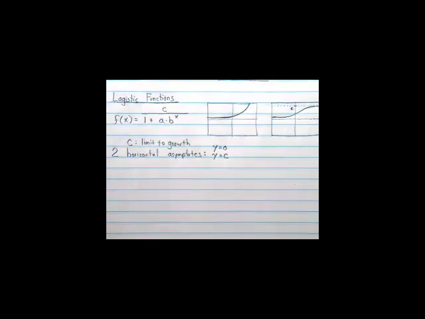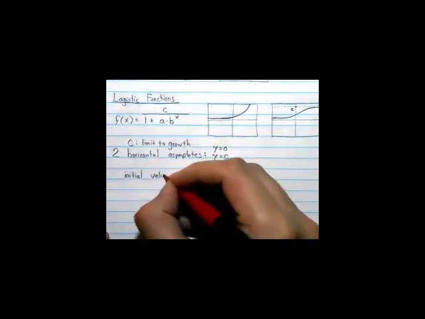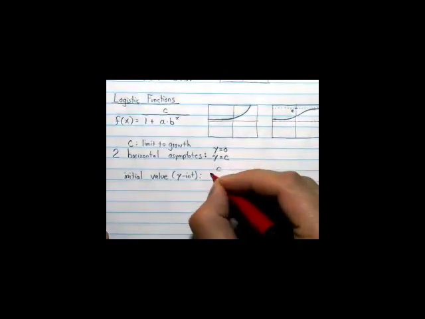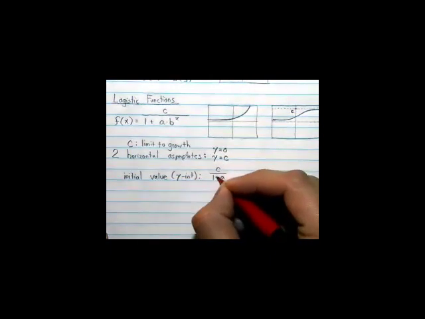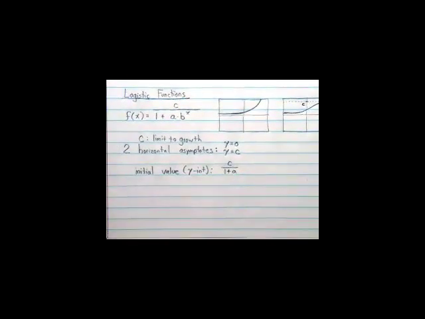Plug in a 0. If I plug in a 0 right here, I get b to the 0, which is 1, so it's gone. But then what's left over? There's still 1 plus a down there, right? And don't forget about the c. That's still there too, right? So the initial value of a logistic is actually c over 1 plus a. So the initial value, or y-intercept technically, is c over 1 plus a. And really, just plug in a 0 if you're going for that. That's all you're doing, is just plug in a 0.